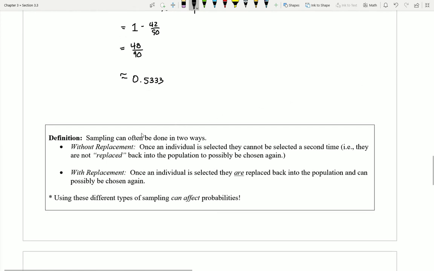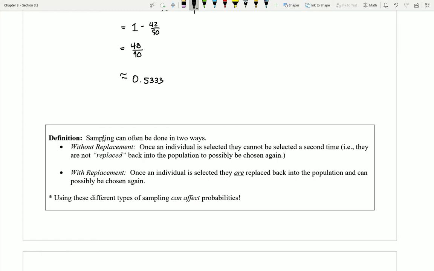That's what we have down here. Sampling without replacement says that once an individual was selected, they cannot be selected for a second time. So they're taken out of the room and they're not replaced back into the population to be chosen again. However, if I sample with replacement, then once someone is selected, they are put back into the room, back into the population, and could be chosen again. Now, depending on which one of these I'm working with, I can get different answers for my probability questions. So it's important that I think about which one I'm being told to work with.